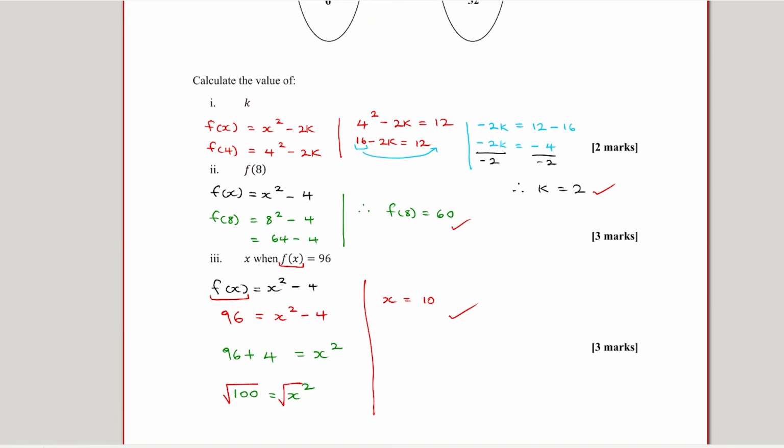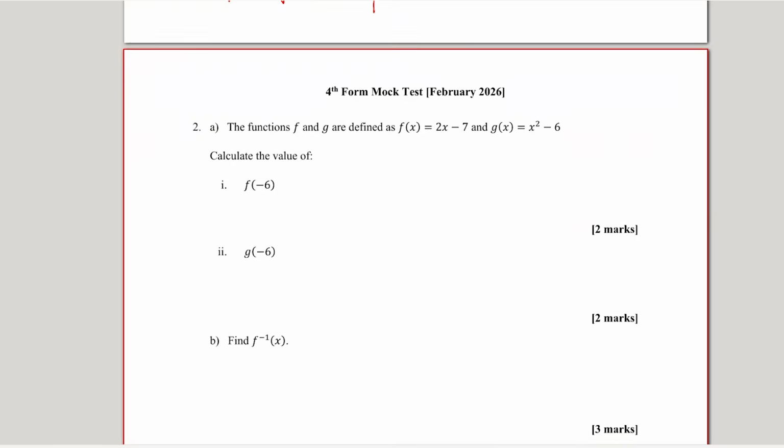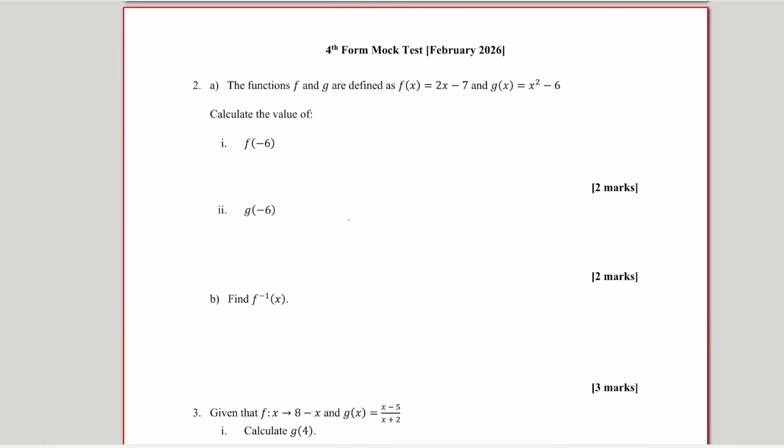So that's it for question 1. Let's take a look at question 2. Question 2 says the functions f and g are defined as f of x is equal to 2x minus 7 and g of x is equal to x squared minus 6. So we're given two functions here, f of x and g of x, and they want us to calculate the value of f of negative 6 and g of negative 6.